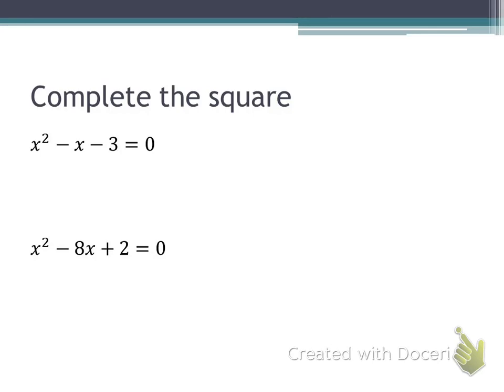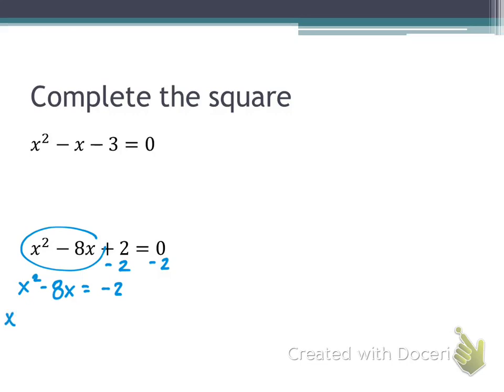All right, what do I have to ask myself first? Is x squared and bx on the side by itself? Is it by itself? No, it's not. So what do I need to do? Subtract 2. I get x squared minus 8x equals negative 2. Now I can start my process.